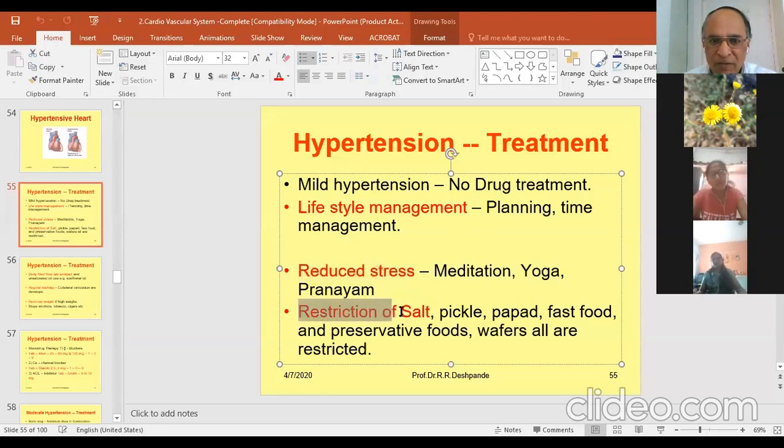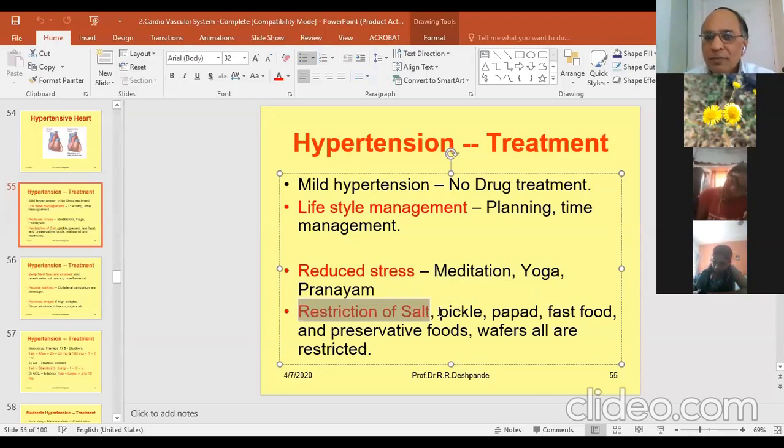Most important, Lavana Varjit Ahar, control over the salt. Very little salt that you must use. Always the question will be asked in your examination, why Lavana Varjita? Because salt is hygroscopic. One molecule of NaCl takes one H2O molecule. So in the interstitial fluid there is accumulation of fluid in the body, which is called edema, and then peripheral resistance increases, cardiac output increases, and BP develops. Because salt is hygroscopic. Salt is retaining water. Remember my word, salt is retaining water.